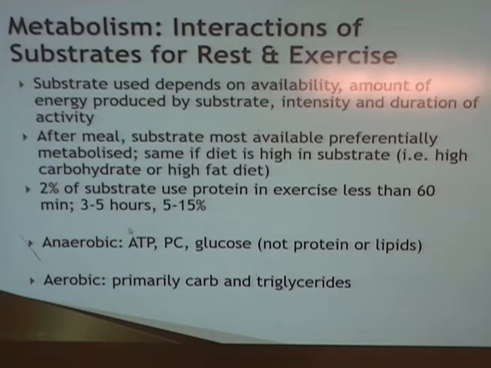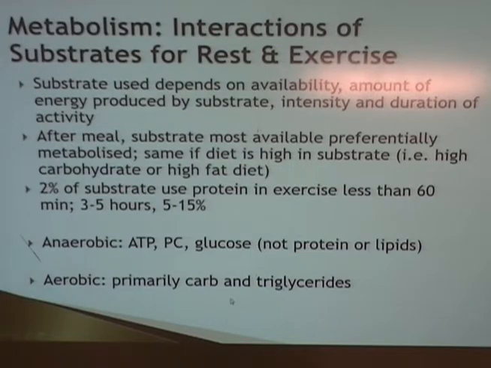Okay. So when we're working anaerobically, then our substrates are, well, we've got the ATP there already, remember, in the first system for between 5 and 10 seconds. Then we've got our phosphocreatine already in the cell. And then we're going to use glucose or glycogen, no protein, no fats in anaerobic work. Okay? If we're doing aerobic work, it's going to be primarily carbohydrate and triglycerides that fuel that work. Okay? Depending upon the intensity, as you'll see in a minute, intensity and duration.